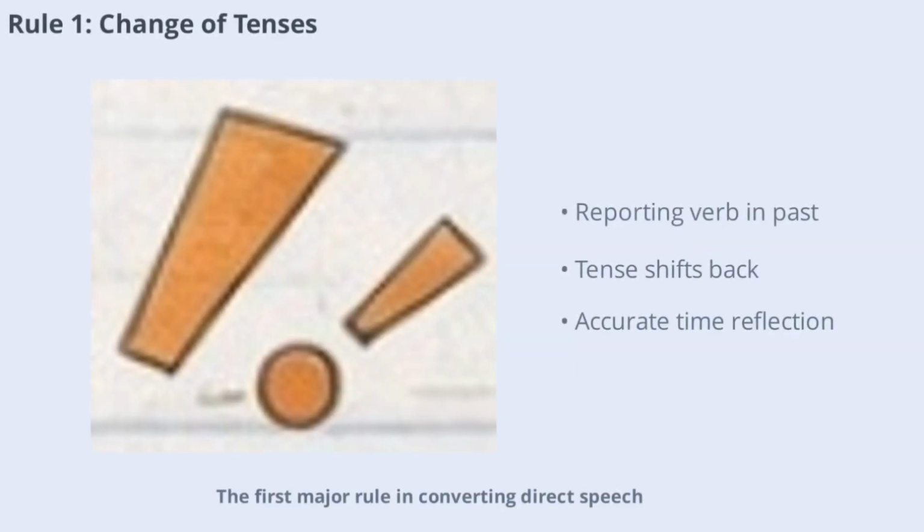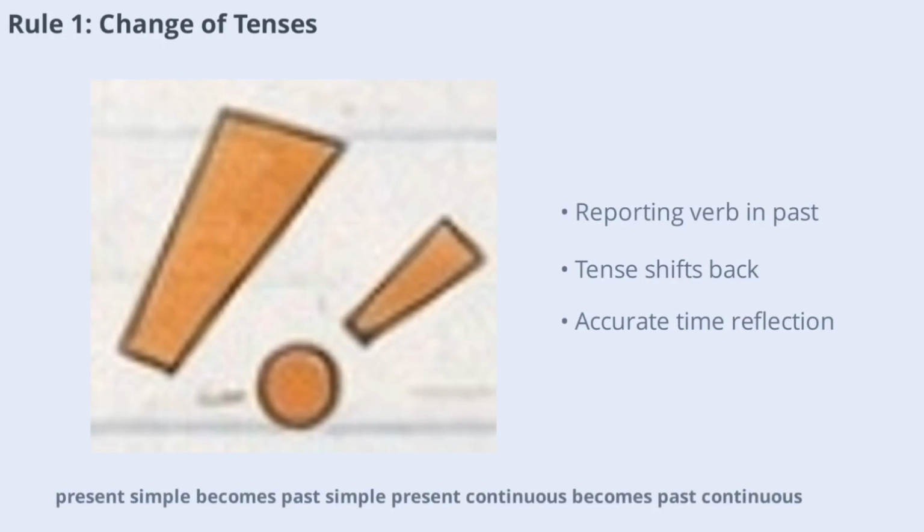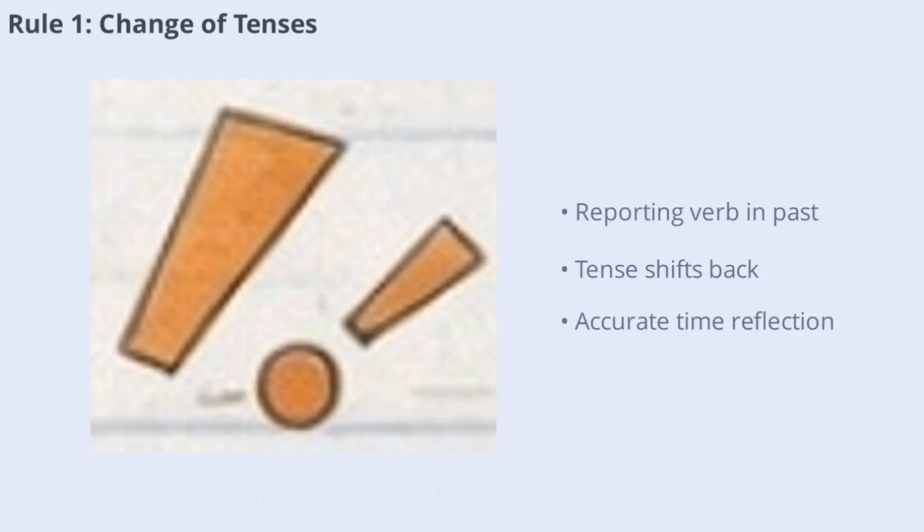The first major rule in converting direct speech to indirect speech is the change of tenses. When the reporting verb is in the past tense, the tense of the verb inside the quotation marks usually shifts back one step in time. For example, present simple becomes past simple, present continuous becomes past continuous, and so on. This rule ensures that the reported speech accurately reflects the time frame of the original statement. Let's look at a few examples to clarify this rule.